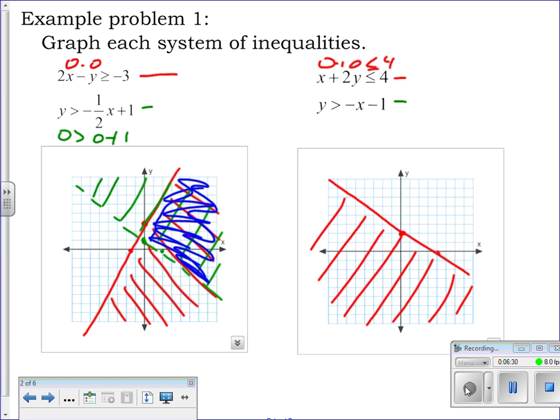This one's in mx plus b form. My y-intercept is -1. My slope is -1. So for every one I go down, I go over. And this one should be a dashed line. And then I pick a point and test it. 0 greater than 0 minus 1. Is 0 greater than 0 minus 1? Yes. So it's everywhere on this side. Where's my overlap? It's a nice little wedge down the middle.